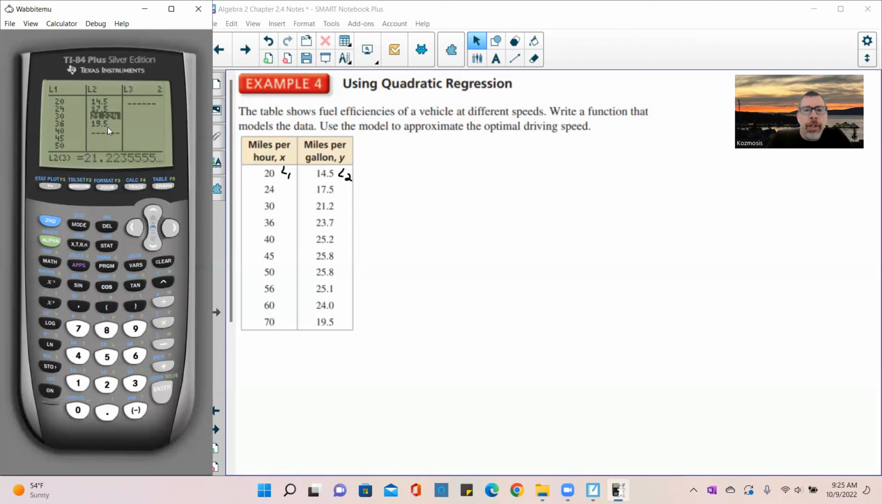17.5, 21.2. Okay, I should be watching when I do this. 23.7, 25.2. What's it doing? 25.2, 25.8, 25.1, 24, and 19.5. And I don't have enough.